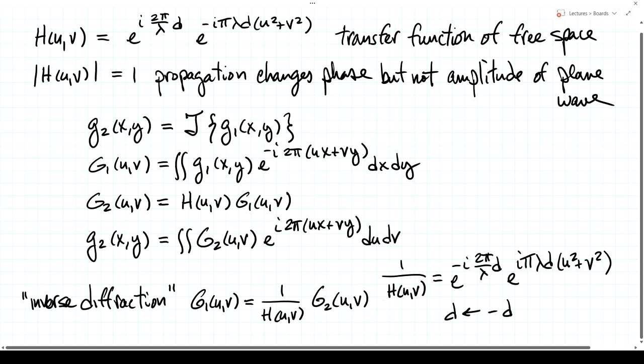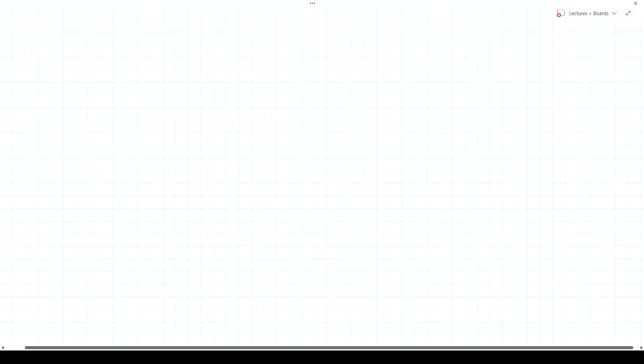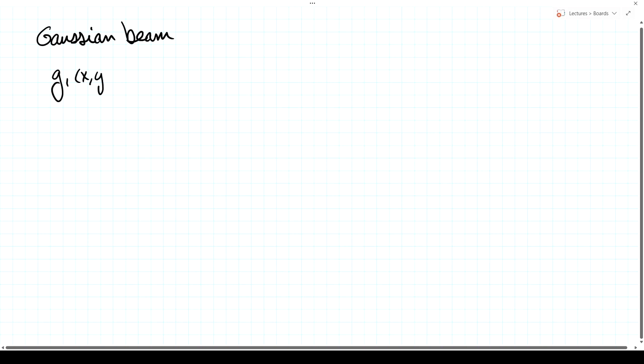Now let's apply our diffraction recipe to a very important type of field, the so-called Gaussian beam. So a Gaussian beam will have the form G1 of X and Y is equal to some amplitude big A, e to the minus pi, x squared plus y squared over little a squared. So if we look in cross-section, say along the x-axis, this will look like a bell curve.